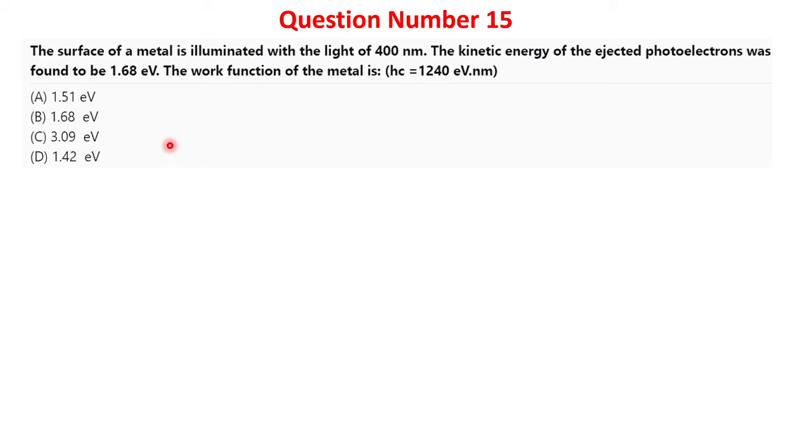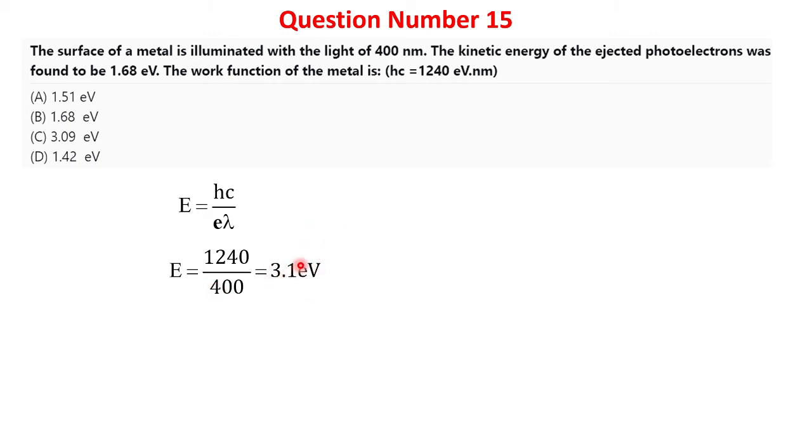Question number 15. Easy question. The wavelength of the light used in photoelectric effect is given. Kinetic energy of photoelectrons given. Work function is required. Simple equation. Energy of the photon is hc by lambda, if to be written in joule; in electron volt, divided by e more. hc by e, if wavelength is given in nanometer, is equal to 1240, divided by wavelength 400. Solve it, you get the energy of the photon.